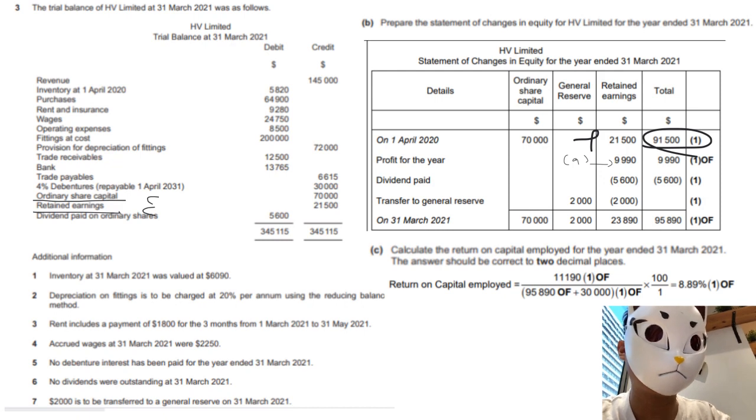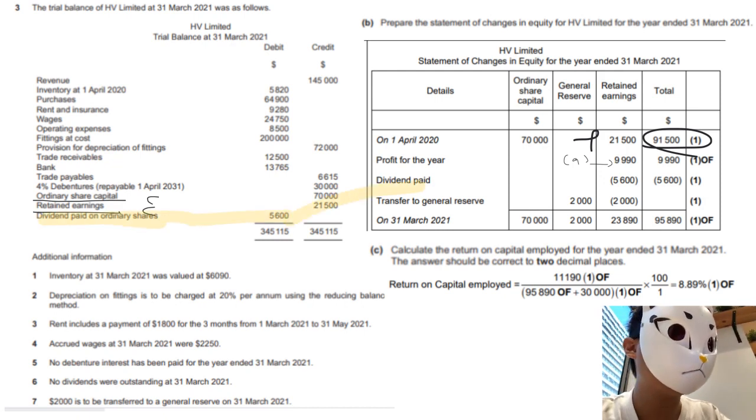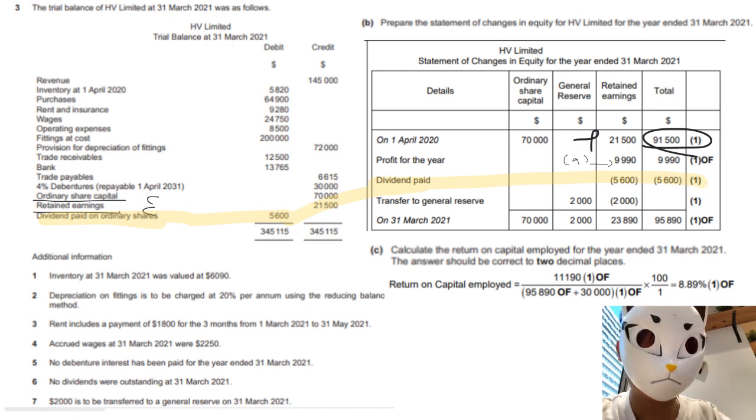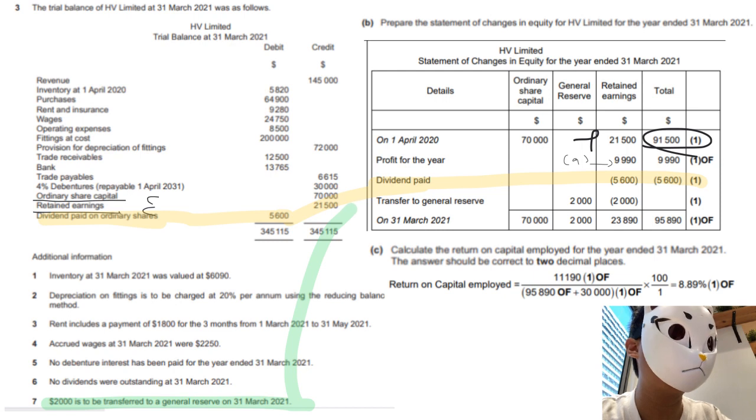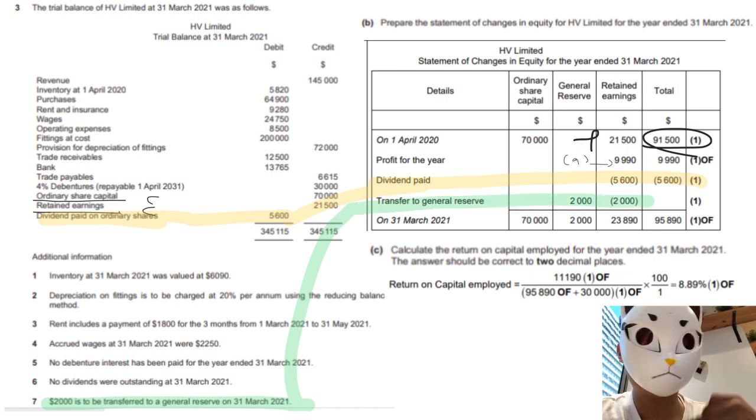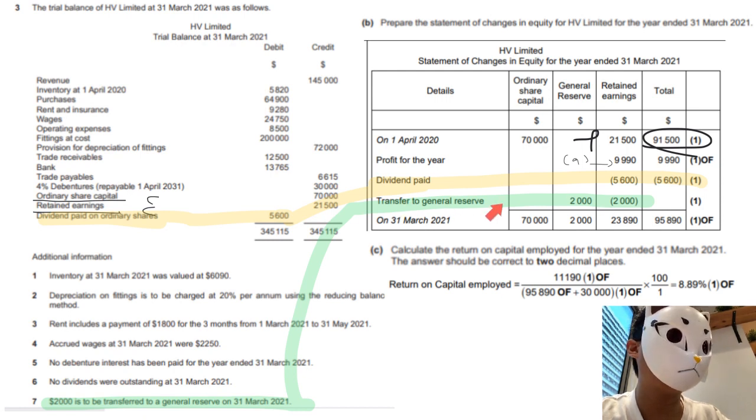And then what's next? Okay, we will have the dividend paid. Dividend paid here. And of course, one more thing we have mentioned is the general reserve transfer. Okay, so this is how we do it for the statement of changes in equity. This one is quite tricky, as it does the general reserve. There's no opening balance, so you have to be careful, so there's new general reserve.